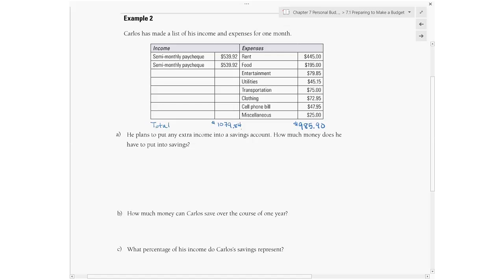Well, he took in this much, he spent this much, so how much is left over? It's just $1,079.84 minus $985.90, and throw that into our calculator, and we get $93.94. So he can put $93.94 into savings.